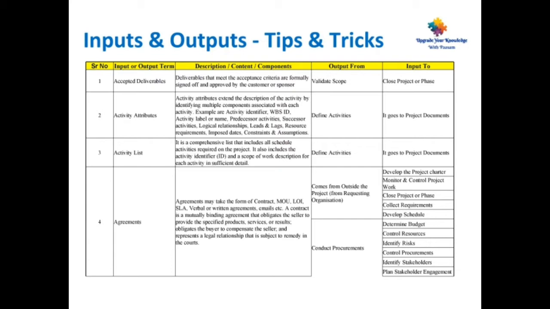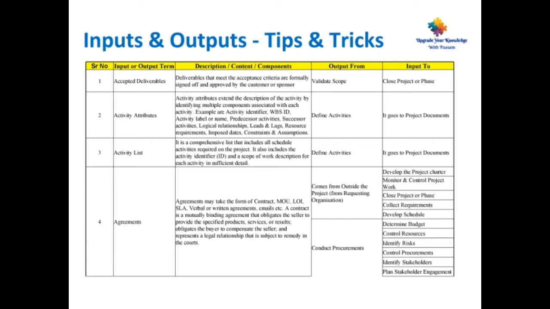Coming to input and output term 3, activity list. It is a comprehensive list that includes all schedule activities required on the project. It also includes the activity identifier and a scope of work description for each activity in sufficient detail. This is the output from define activities and it goes as input to various project documents.